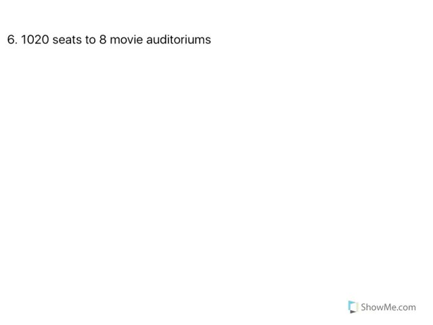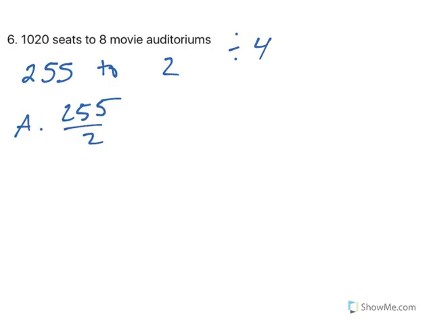Now we've got 1,020 seats to 8 movie auditoriums. Well, these are both reducible by 4. So I have 255 seats to 2 auditoriums. So as a fraction, I get 255 over 2. Think about what those stand for. There are 255 seats in every 2 movie auditoriums. There's your sentence.